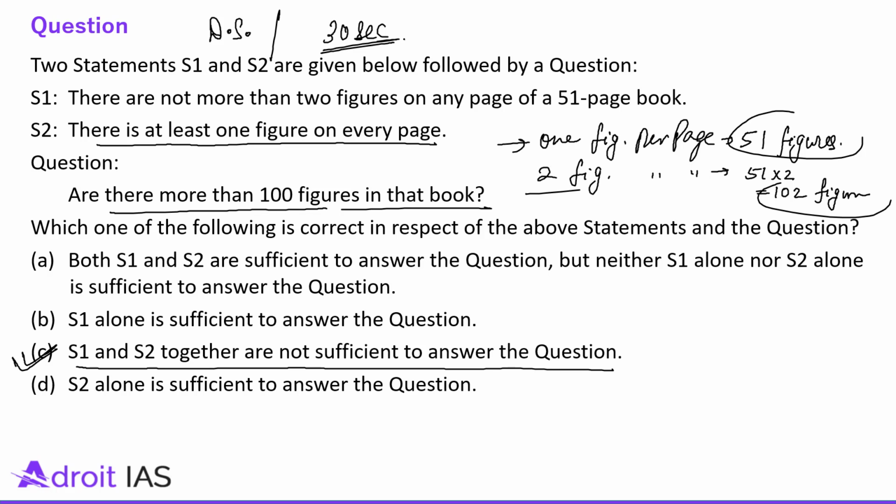Maximum, right? S1 and S2 together are not sufficient to answer this question, because if I consider only 1 figure per page, then I'll have 51 figures in the entire book. If I consider 2 figures per page, then in the entire book I'll have 102 figures, right? So figures can be less than 100 also, or more than 100 also, right everybody? Fine. So now let's talk about the next question.